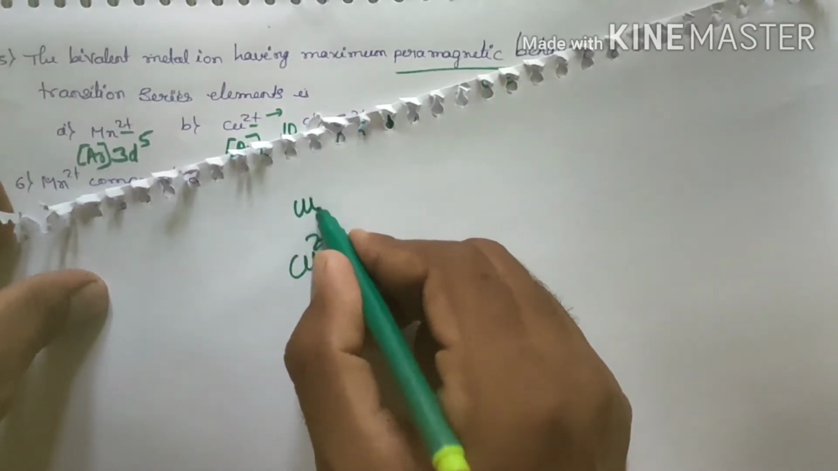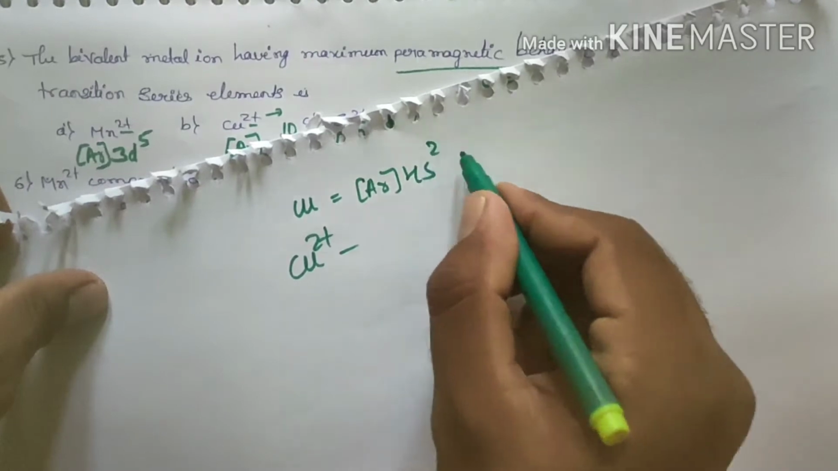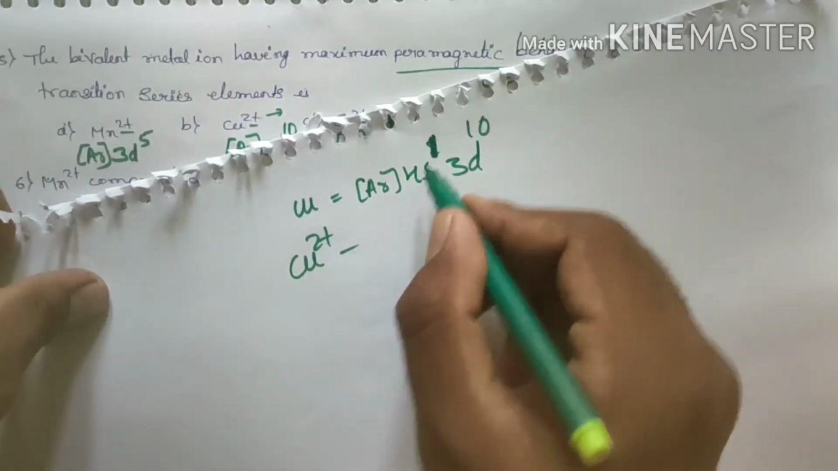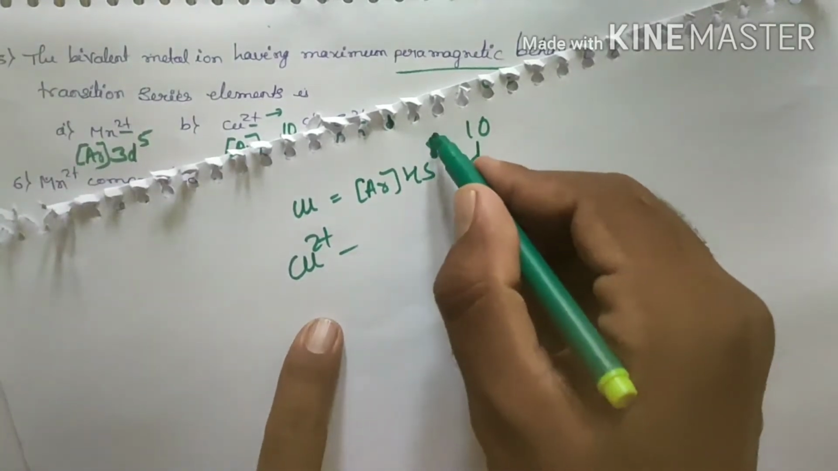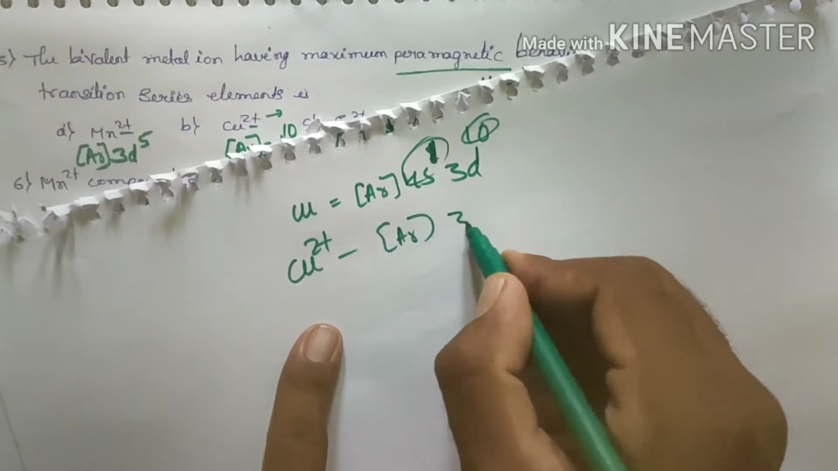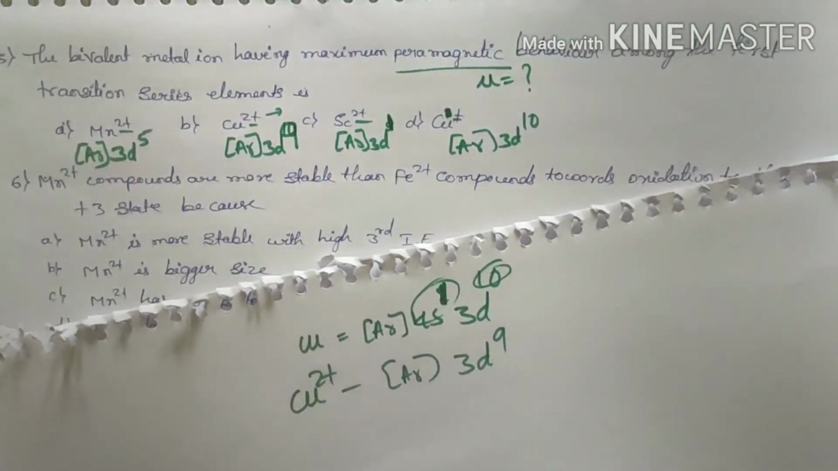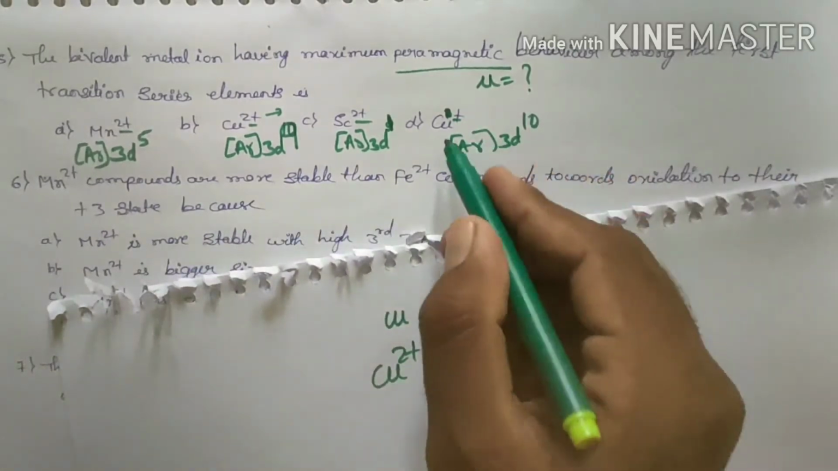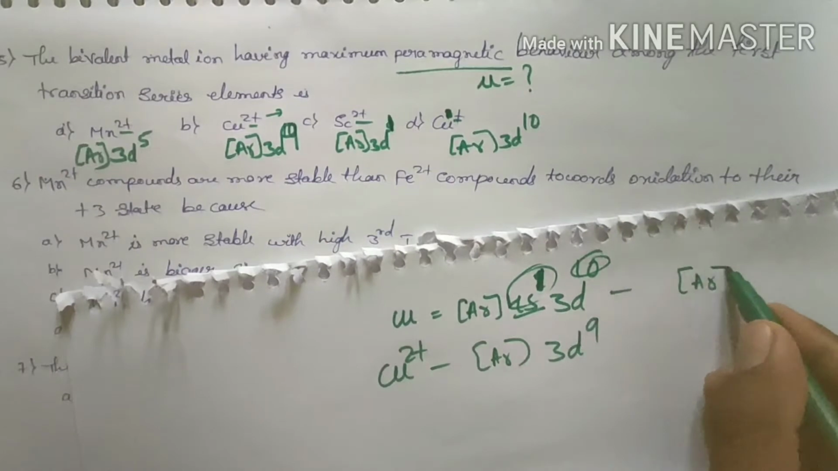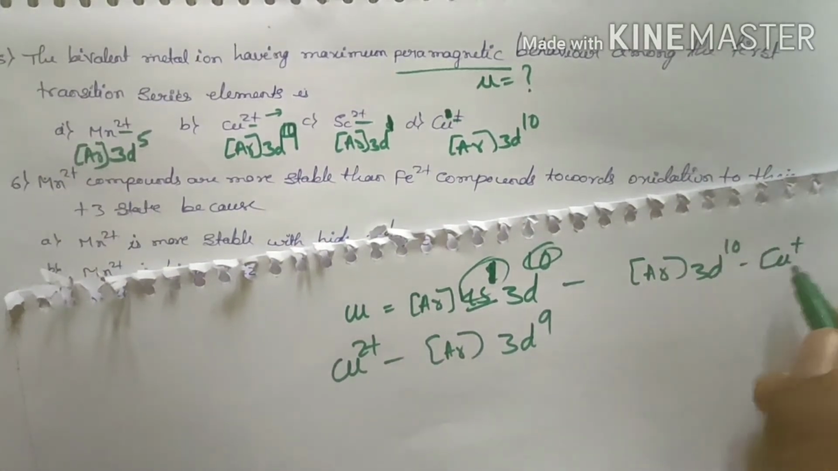First copper, we know that copper is argon 4s2 3d9, or rather 4s1 3d10. If Cu2+, we remove 2 electrons, 1 electron from here, 1 electron from here, therefore argon 3d9, dear student. And Cu1+ is the same: 1 electron removed means argon 3d10. This is the copper 1+ electron configuration.